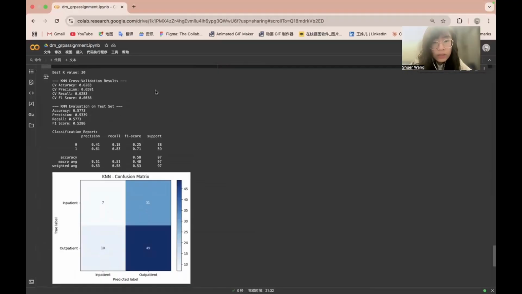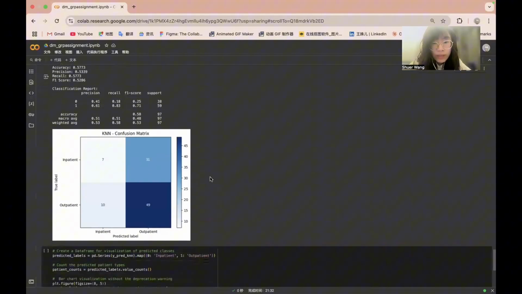The cross-validation accuracy was 62.83%, but test accuracy dropped to 57.73%. The classification report showed that outpatients were identified correctly 83% of the time, but only 18% of inpatients were classified correctly. The confusion matrix shows that KNN has strong bias toward outpatients, with 31 inpatients misclassified, making it the weakest performer overall.